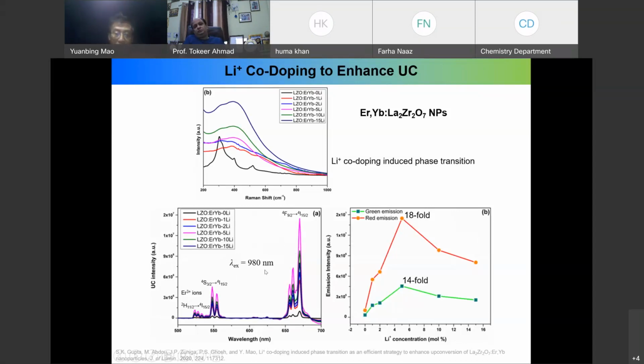So here, you can see that the excitation is 980 nanometers, and then the emission is in this green and red region, right? So here it shows how the emission varies with the lithium doping concentration, and you will see that the green emission shows a 14-fold increase, and also at a similar lithium doping level, the red emission could reach an 18-fold increase. So that really is quite a lot in terms of luminescence. If we can increase more than 10-fold, that's a lot.